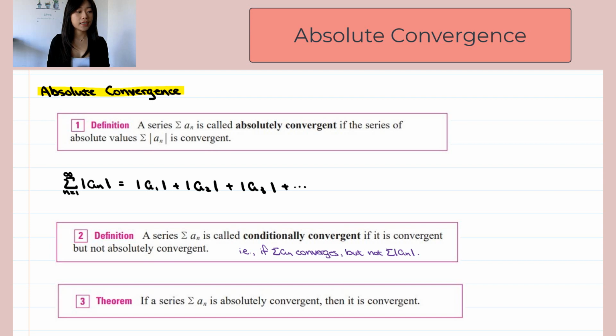And the theorem says if a series sum of an is absolutely convergent, then the series is convergent. So if we have an alternating series that cannot be proven convergent using the alternating series test, as long as we can prove that the sum of absolute of an is convergent, which also means the series is absolutely convergent, then we can use this theorem. If the series is absolutely convergent, then the alternating series is convergent.